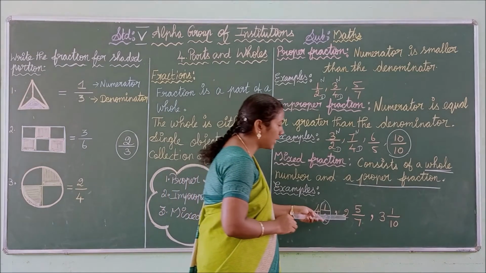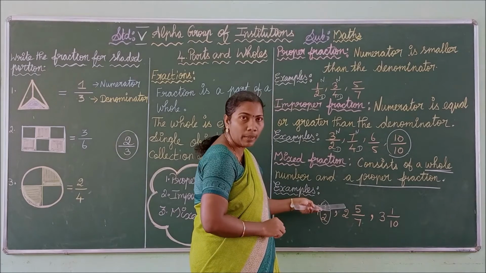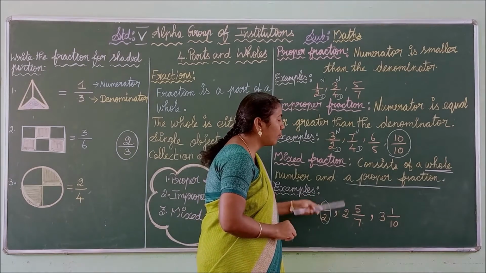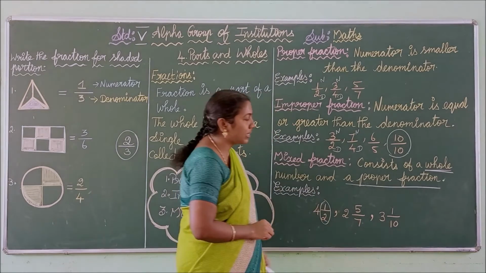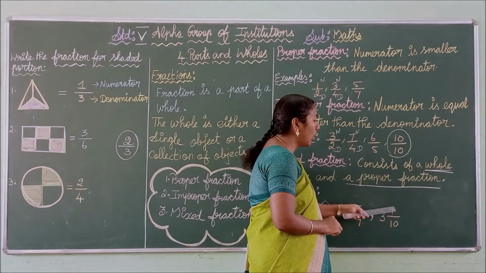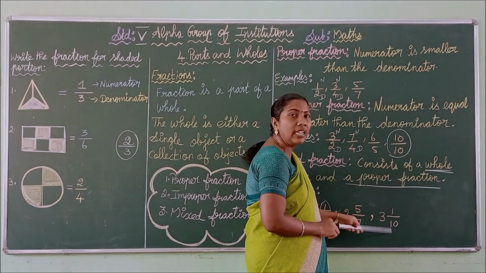Okay, see the next example. 2 and 5 by 7. See here, 2 is a whole number. 5 by 7 is a proper fraction. So this type of fraction is said to be a mixed fraction. See the next one. 3 and 1 by 10. 3 is a whole number and 1 by 10 is a proper fraction because the numerator is less than the denominator.